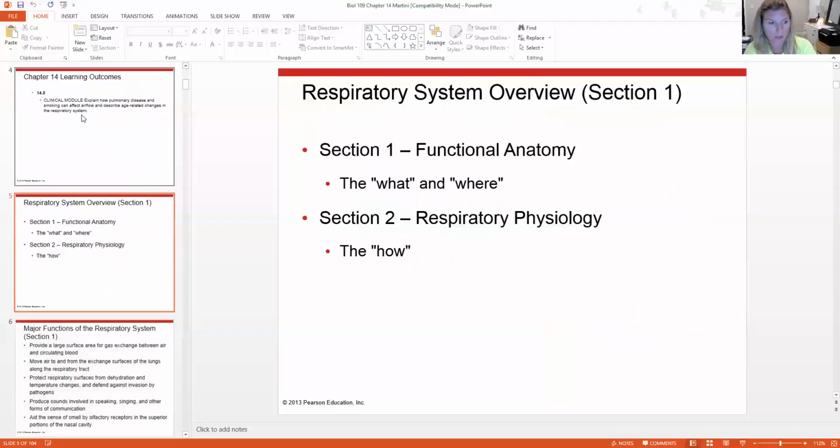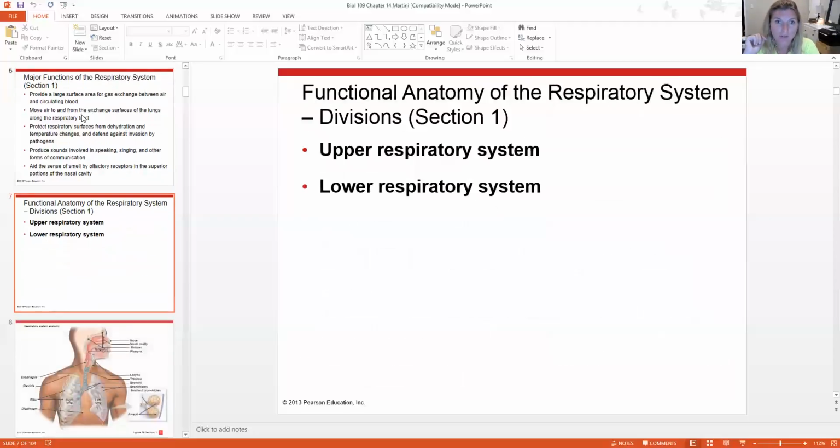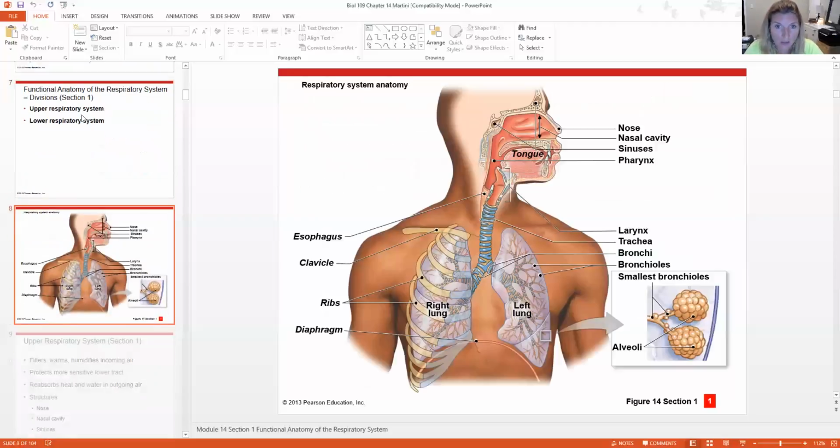So we're going to start with the functions. So overall functions of the respiratory system. Large surface area for gas exchange. That makes sense. Move air to and from exchange surfaces of the lungs and the respiratory tract. Protect respiratory surfaces. Produce sounds. That's one most people forget. And aid in the sense of smell, right? Our sense of olfaction. So our respiratory system is divided into upper and lower.